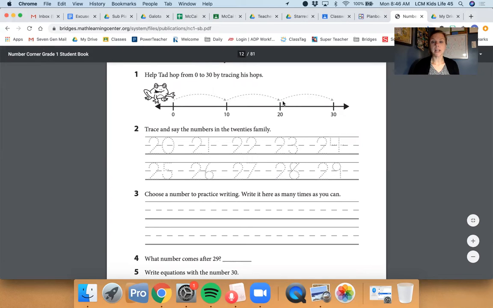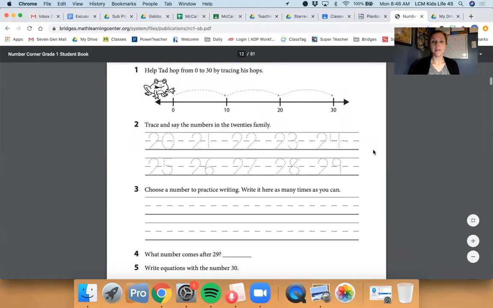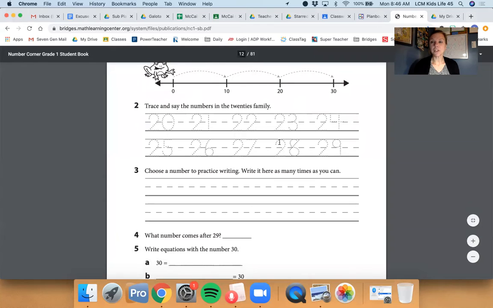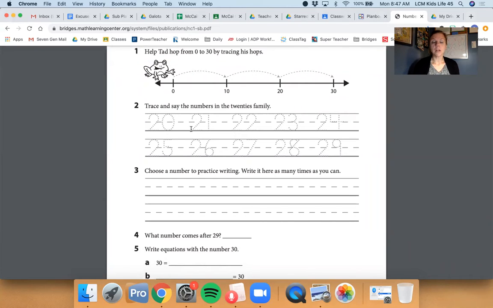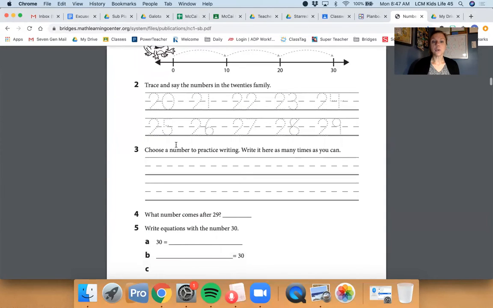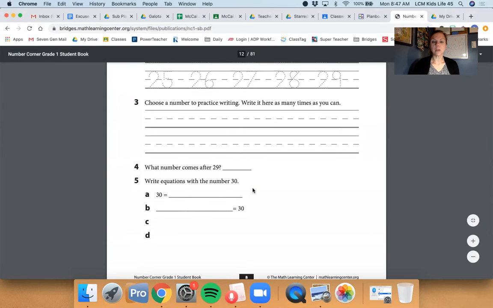0, 10, 20, 30. Then you're going to practice saying numbers in just the 20s family. So the 20s mean we're stopping at 20 and we're counting by ones. So 20, 21, 22, 23, 24, 25, 26, 27, 28, 29. Then you're going to choose a number to practice writing. So you're going to just choose one of these, maybe 22 or 23, and you're going to write it here more times.